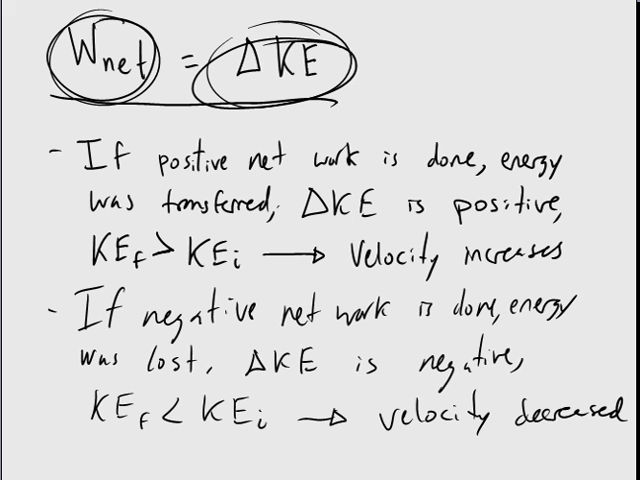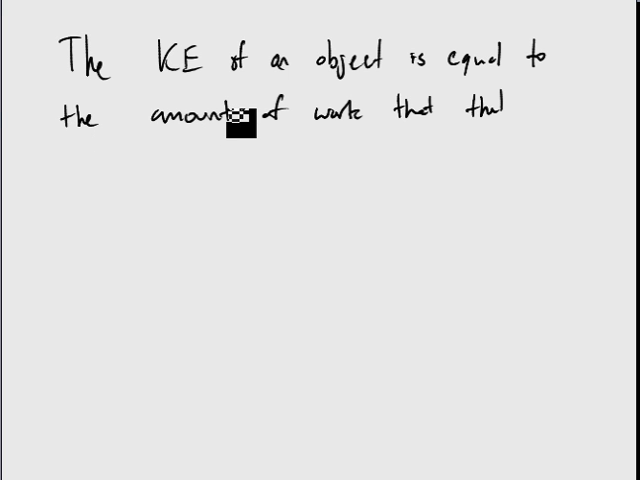So let's look at kinetic energy in another way real quick with the work energy theorem. Another way of saying this is that the kinetic energy of an object is equal to the amount of work that that object can do before coming to rest.